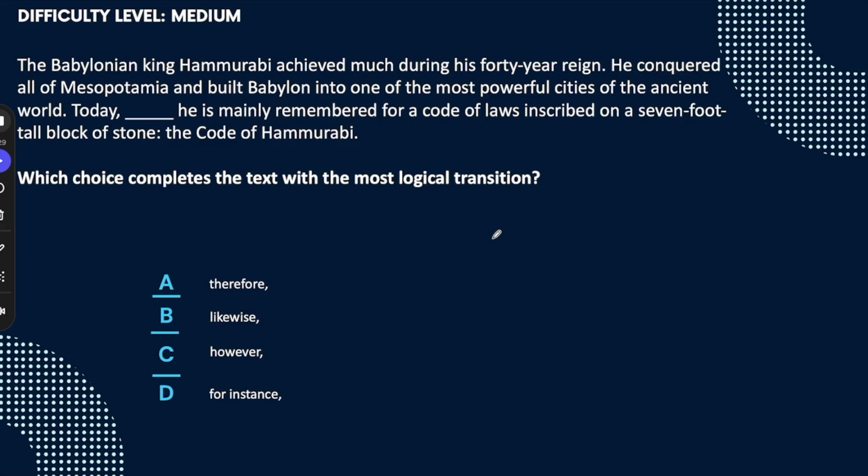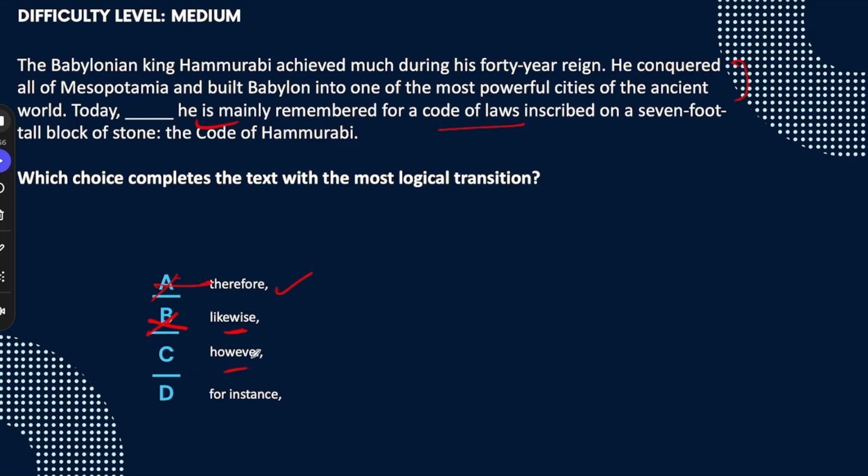Now, with this understanding, let's go and look at our options. A says, therefore. There's no cause effect relationship, guys. The first sentence, the sentence before the blank, is not giving me a cause. The second sentence or the sentence after the blank is not giving me the effect. It was not because of all that he conquered, he was known for a code of laws, right? There's no cause effect relationship, so A is out. There's no similarity, so B is out.